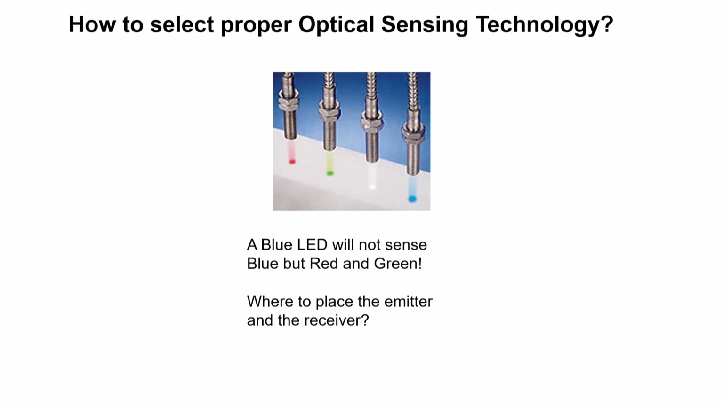However, for selection of an LED you need to know a couple of points. For example, if you choose a blue LED, it would not mean that it would sense blue light, but it will actually send the blue light, while it will sense the red and the green. Also, you need to know where to place the emitter and where to place the receivers.